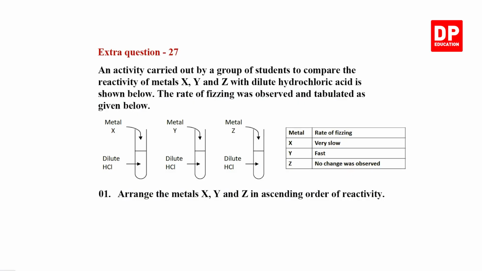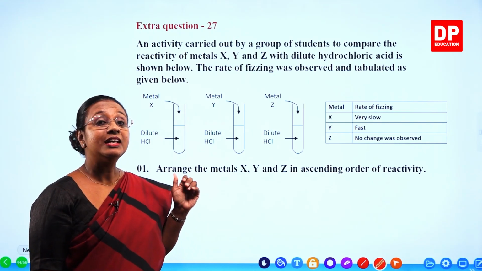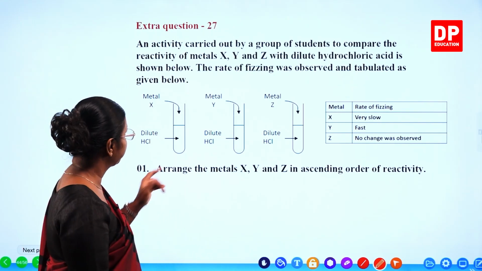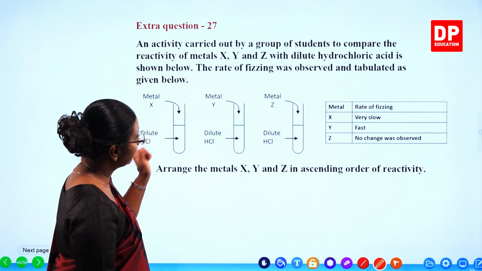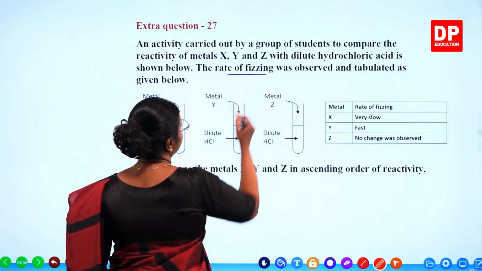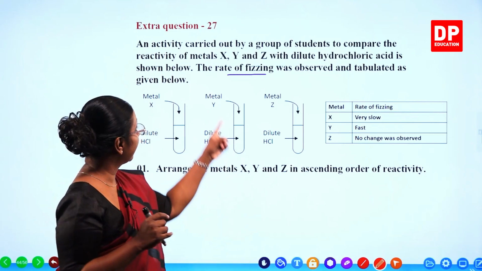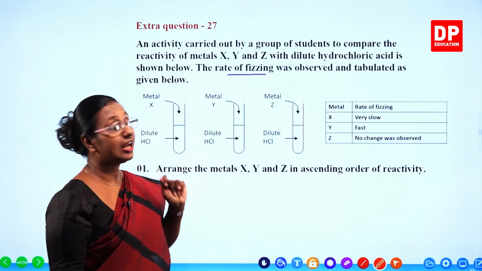Extra question 27. An activity carried out by a group of students to compare the reactivity of metals X, Y and Z with dilute hydrochloric acid is shown below. So we have seen these types of reactions in the lab. So you are familiar with the reaction of metals with acids. The rate of fizzing was observed and tabulated as given below. So here to compare the rate of reaction or the tendency of the metals to react with the dilute acid, they have compared or observed the rate of fizzing.